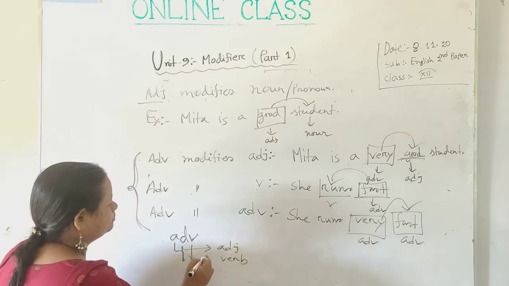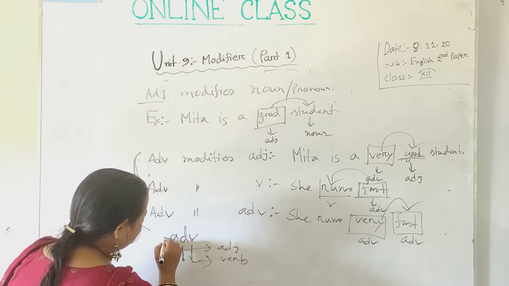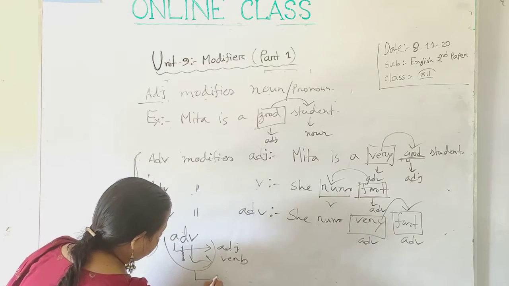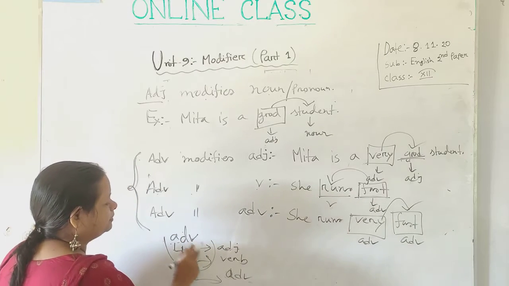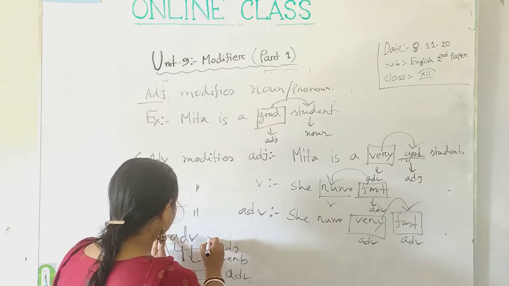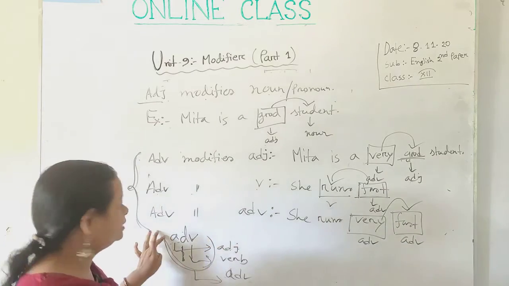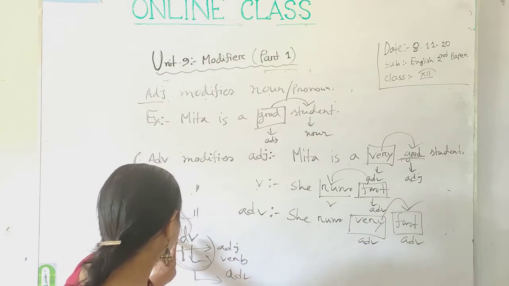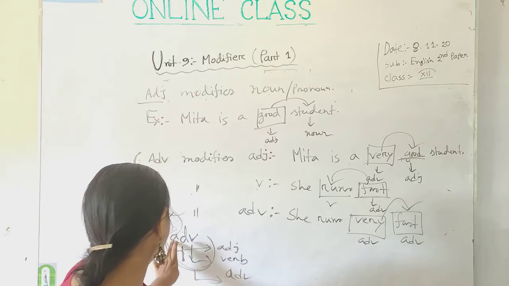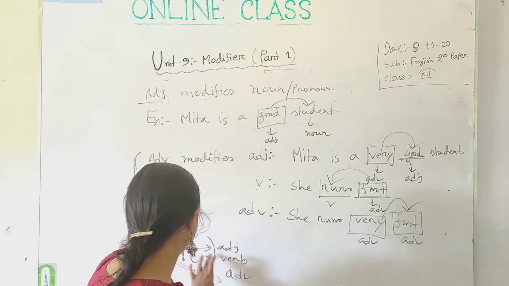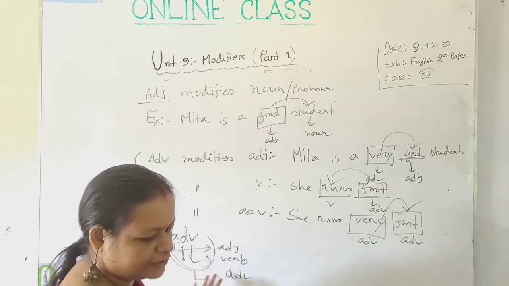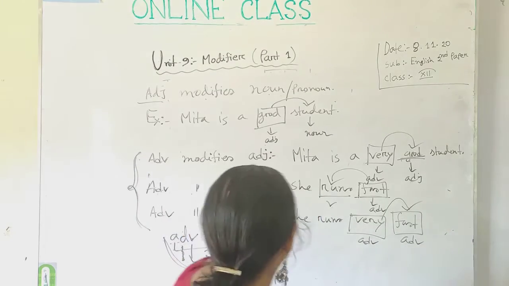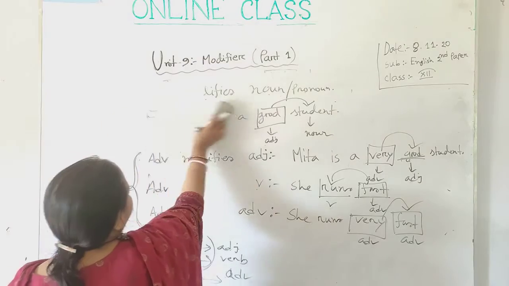That is adverb modifies verb. And for the whole three, ADV, adverb. That is adverb modifies adverb. This is a clue for you to remember the thing. ADV: adverb modifies adjective, adverb modifies verb, and the total is adverb. So adverb modifies adverb. I think you have got the point.